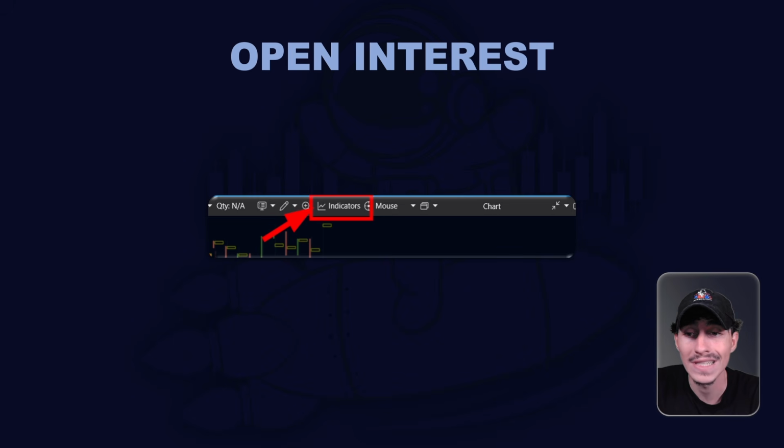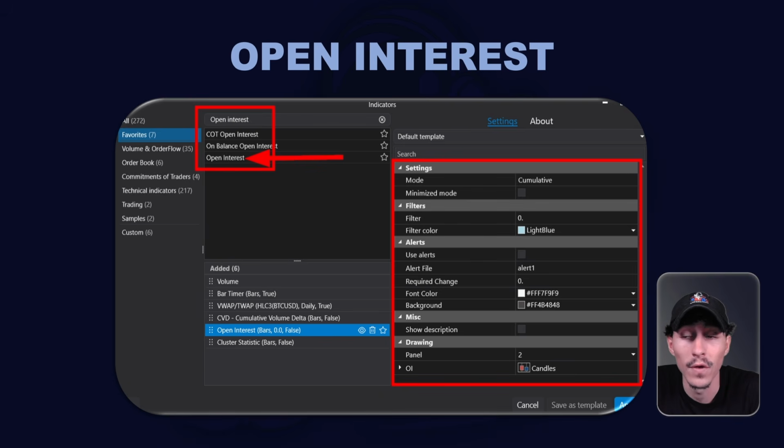To add the open interest indicator, simply go and click the indicators at the top of the ATAS window. From here, search for open interest, double click it, and here are my settings if you want to follow.